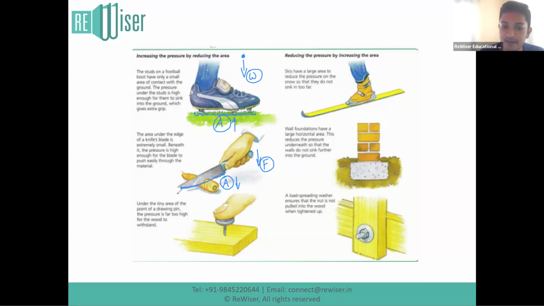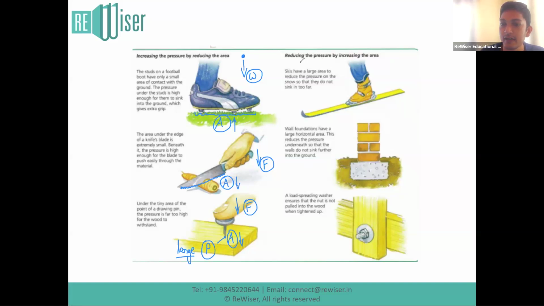The same can also be applied here. So under a tiny area at the point of a drawing pin, the pressure is far too high for the wood to withstand. So here, the whole point of a nail is to embed it inside the wooden plank. This is achieved again by reducing the surface area to a very small value and applying a considerably high amount of force to make sure that a large pressure is created at this point, thereby making sure the metal nail or the pin embeds itself into the wooden plank.